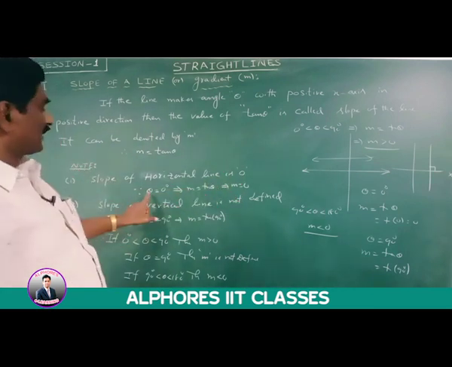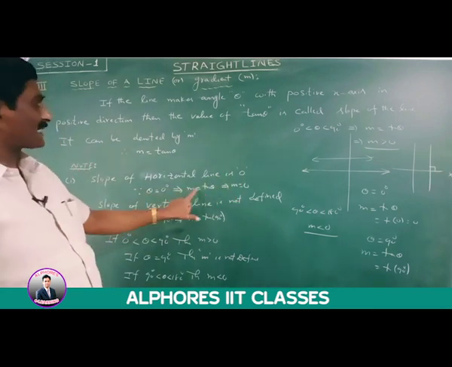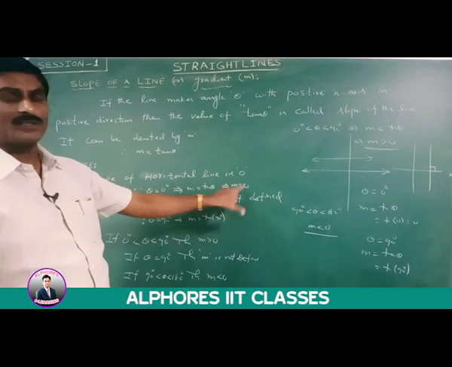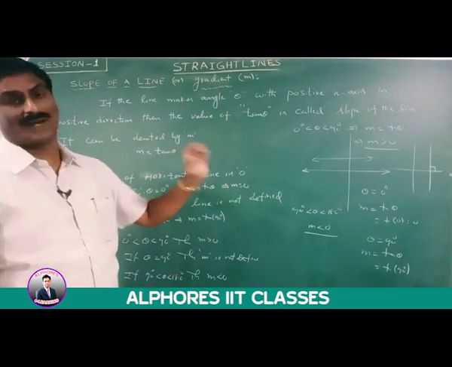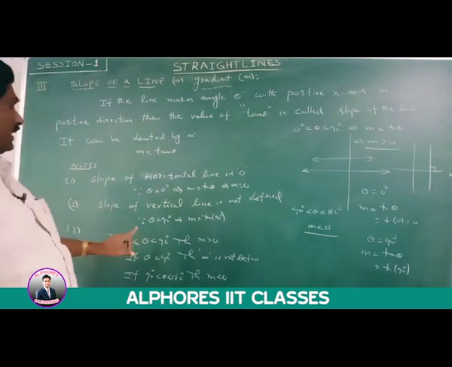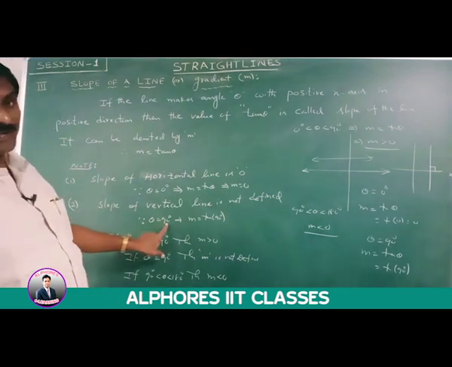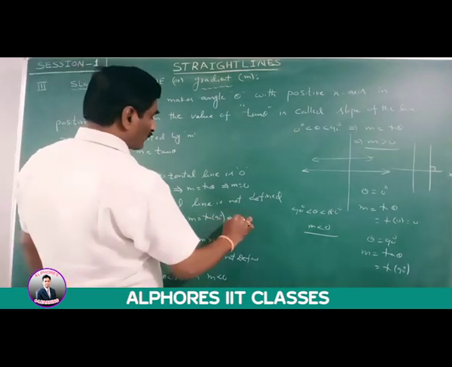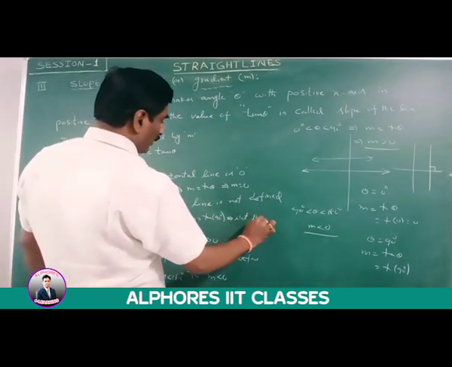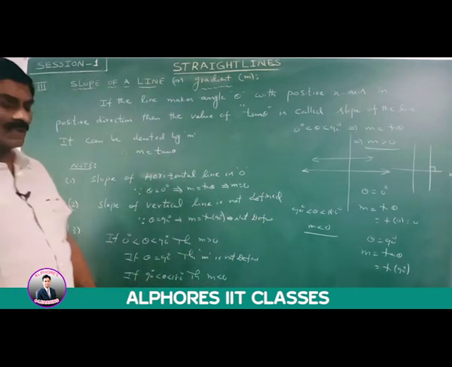Since theta is equal to 0 degrees, that implies m is equal to tan theta, tan 0, which means 0. Next, the slope of a vertical line is not defined. Since theta is equal to 90 degrees, the angle of inclination is 90, m is equal to tan 90, that means not defined or infinite. Not defined. Okay.